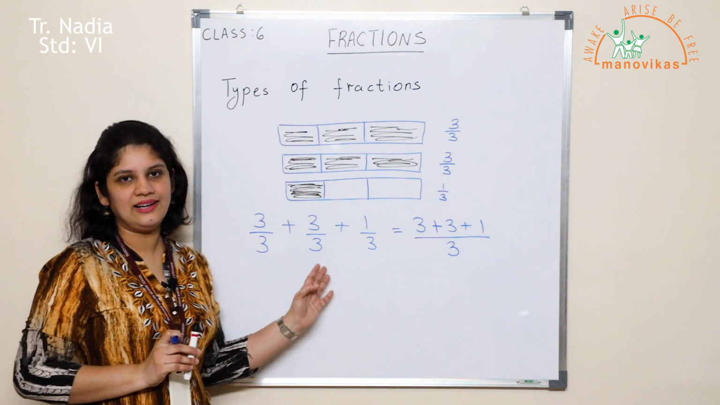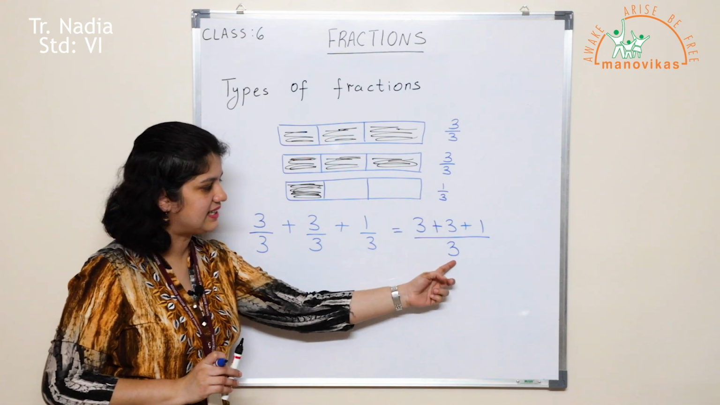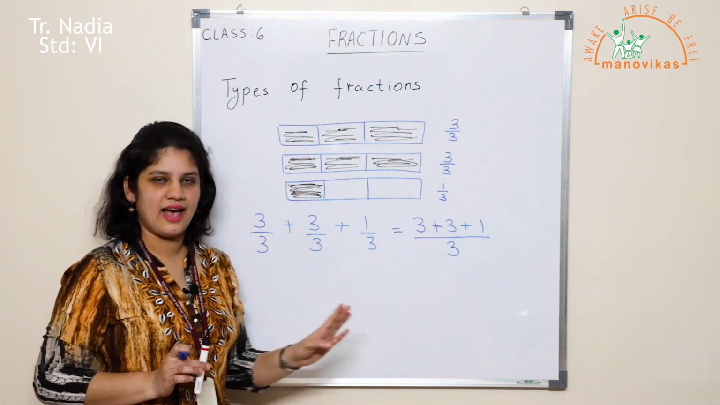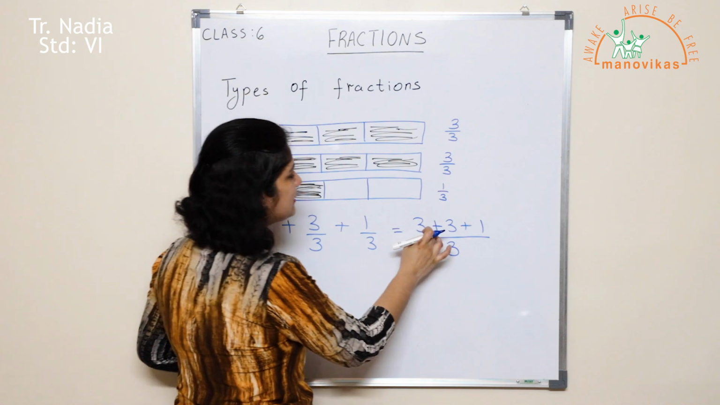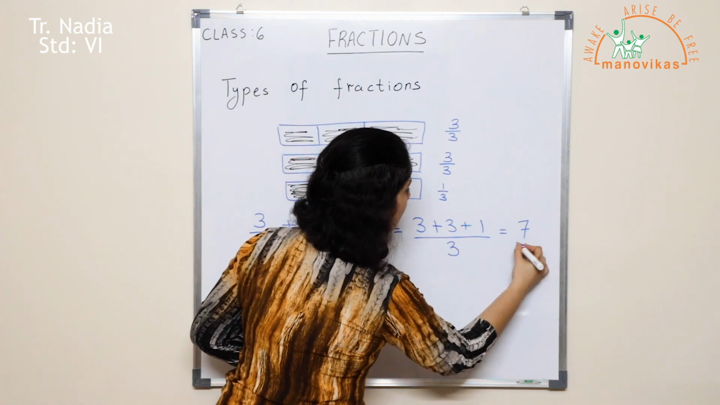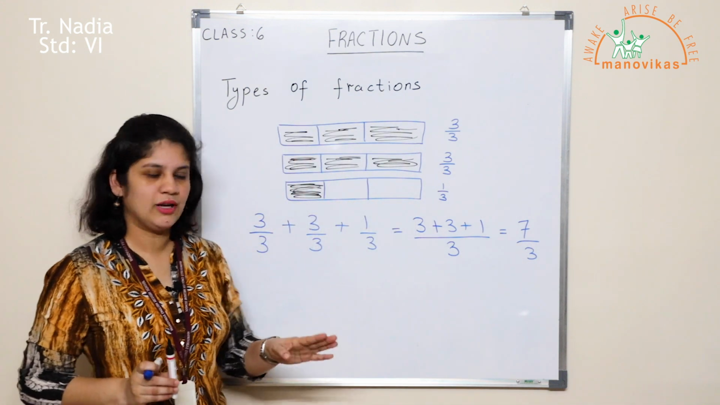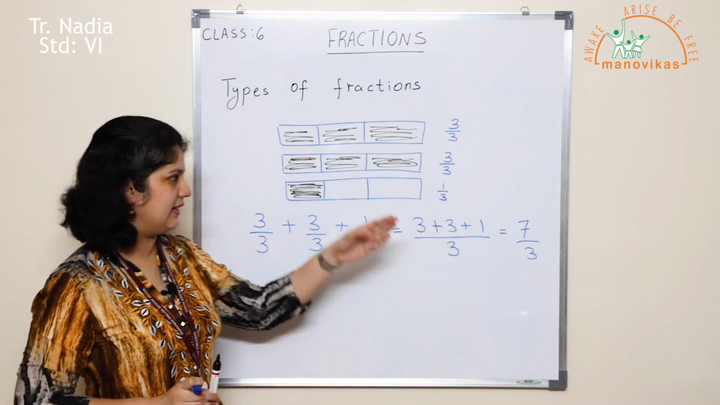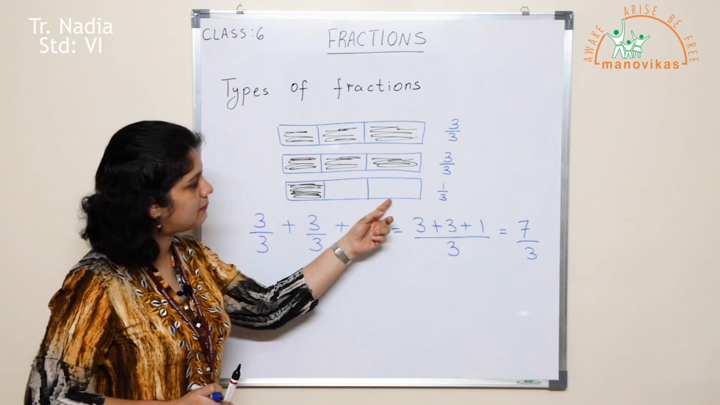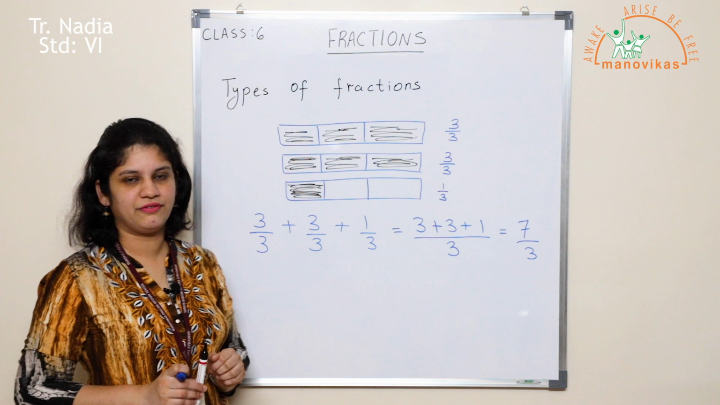So this is how you add like fractions. Only the numerators are added upon the same denominator. Denominator does not get added, it just remains as it is. So what is 3 plus 3 plus 1? It is 7 upon 3. So when I was talking about an improper fraction 7 upon 3, this is what I meant. This is what is 7 upon 3: 3 upon 3, 3 upon 3 plus 1 upon 3. So this is a clear idea of what are improper fractions.